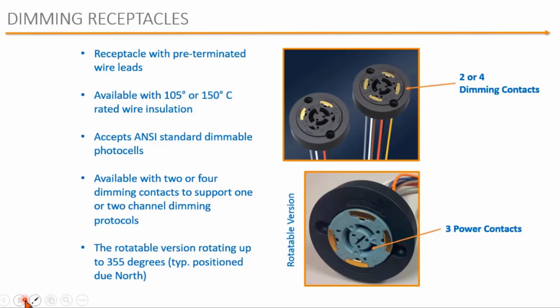There's a rotatable version that allows the control module to be rotated 355 degrees to orient with north, so that it can sense the amount of light during the day or during night. It provides electrical and mechanical interconnect between the photo control cell and the luminaire. The controlled lighting should scale its output so that at 10 volts, the controlled light should be at 100% of its potential output, and at 0 volts, it should be at 0% output or off.